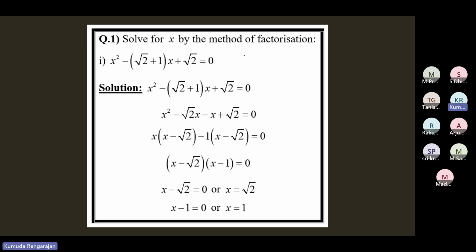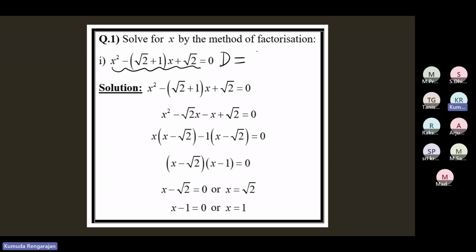Now, tell me, how do you find... Now, we have answered this question. The question is: solve for x by the method of factorization. We have answered that question. Now, answer this one. How do you find the discriminant? If this equation is given and you're asked to find the discriminant, how will you find that, children?